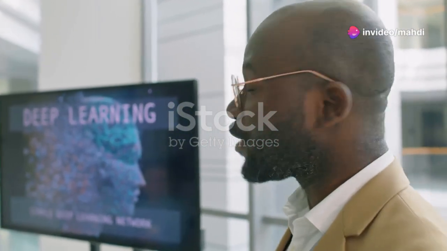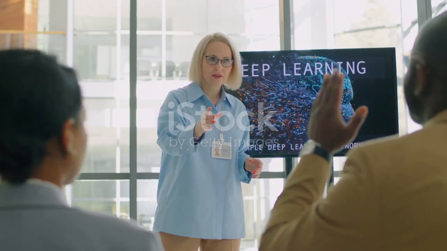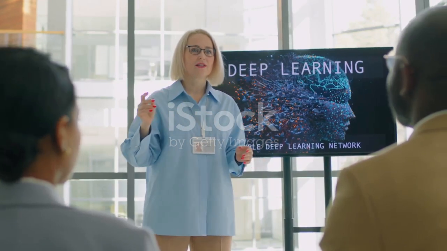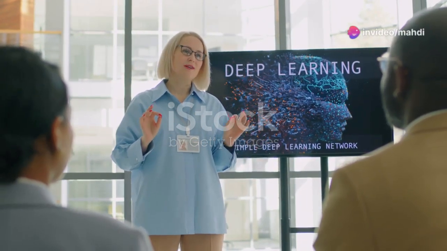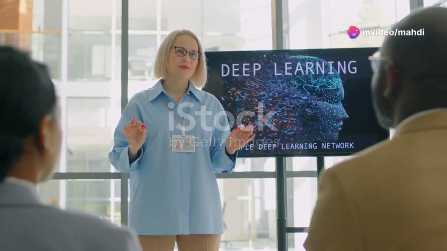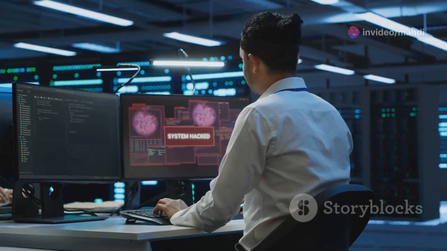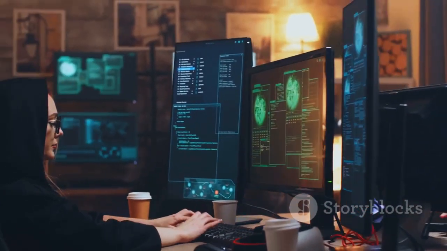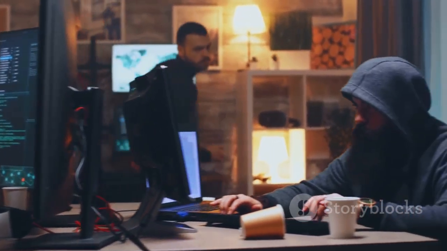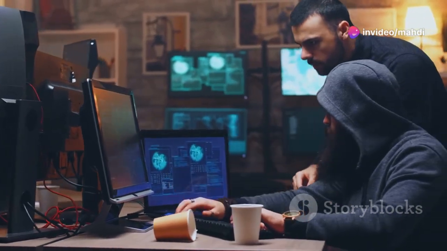Now let's talk about semi-supervised learning. Think of this as a blend of supervised and unsupervised learning, kind of like having a teacher for part of the time, but also giving the AI some space to figure things out on its own. Why is this useful? Well, in the real world, labeled data can be expensive and time-consuming to get. So with semi-supervised learning, you can use a small amount of labeled data along with a much larger set of unlabeled data, and the AI can actually learn from both.